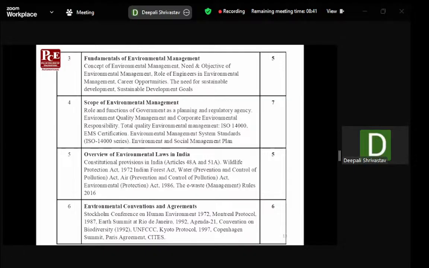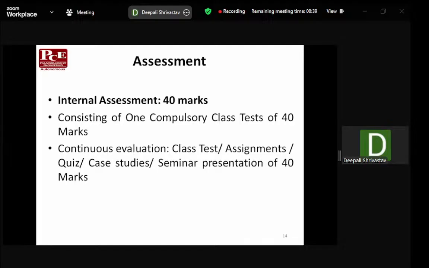So this is the overview of the environmental management course. The internal assessment is of 40 marks: one compulsory class test, and continuous evaluation through class test, assignment, quiz, or case study will contribute to the other 40 marks of internal assessment. Your end semester examination will be a 60 mark theoretical paper.